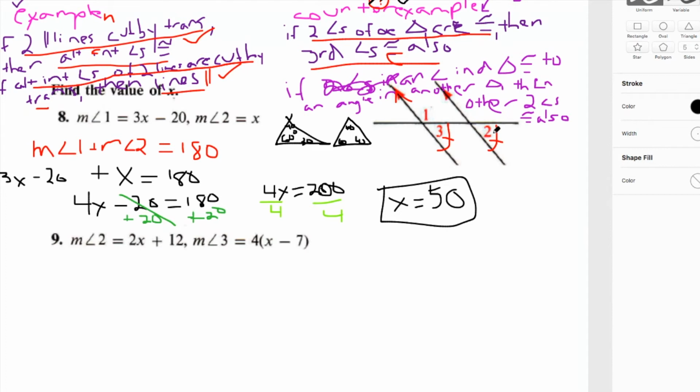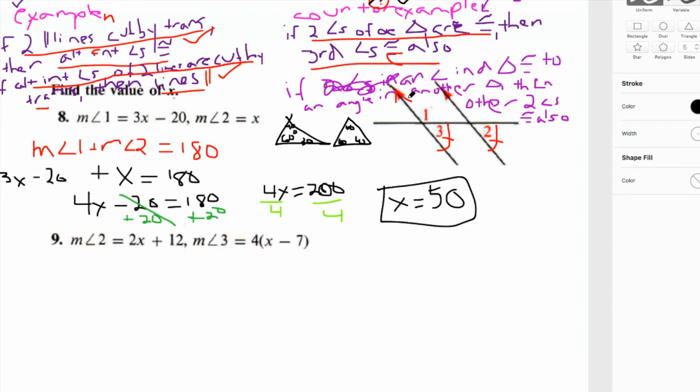Measure of angle 2 equals measure of angle 3. So these you just set equal to each other and solve. That's it, right? Measure of angle 2 and measure of angle 3, you should know the names of these. They correspond. They're in the same spot, right? They're all in position 4, kind of 1, 2, 3, 4. Anyways, they're in the same spot, so we say they're corresponding.